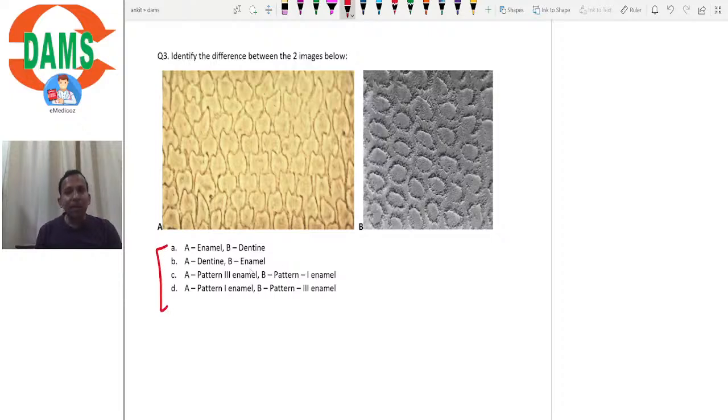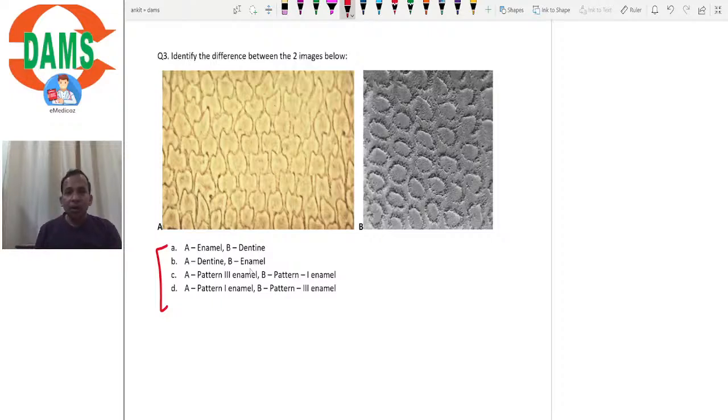Option A is enamel and dentine. So option A is probably enamel, option B is probably dentine. Option B says that A is dentine, B is enamel. Option C says A is pattern 3 enamel while B is pattern 1 enamel. Option D says that A is pattern 1 enamel while B is pattern 3 enamel, right?